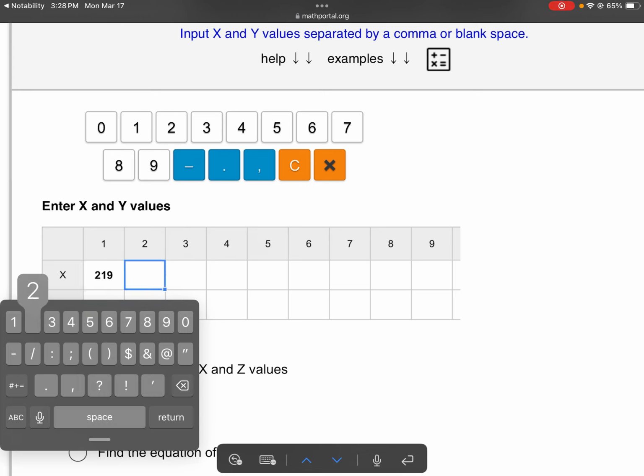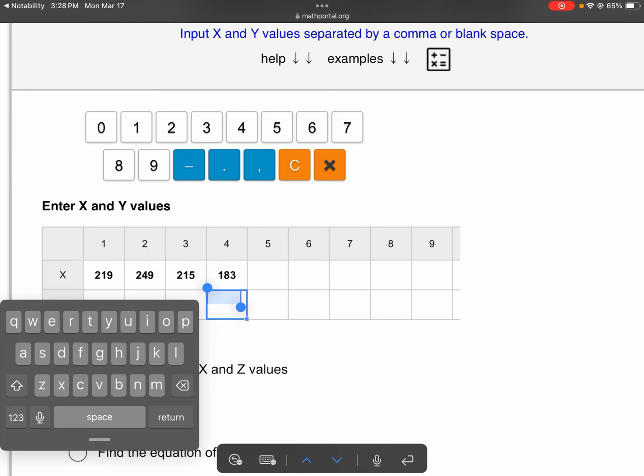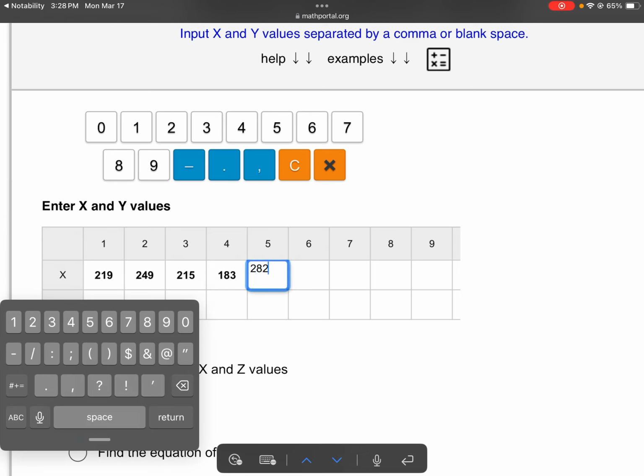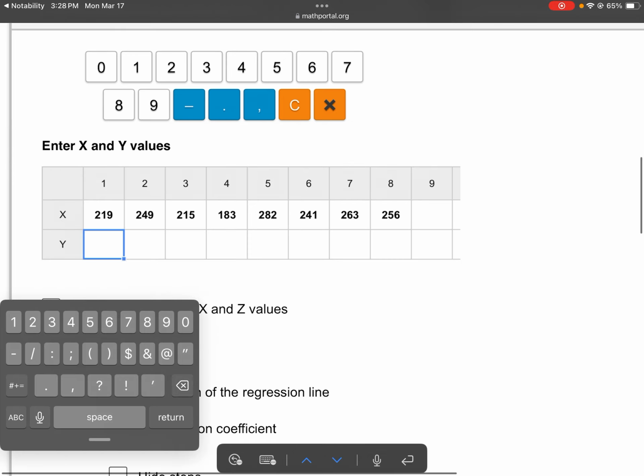The second box I type in 249. Next box I type in 215. Whoops. 183. 282, 241, 263, and 256. And don't forget your Y values as well.